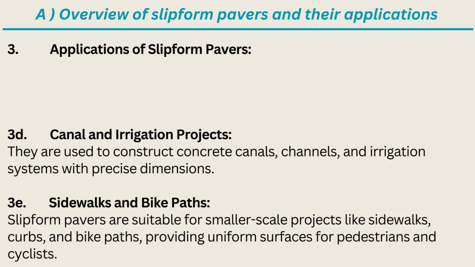3d. Canal and irrigation projects. They are used to construct concrete canals, channels, and irrigation systems with precise dimensions. 3e. Sidewalks and bike paths. Slipform pavers are suitable for smaller-scale projects like sidewalks, curbs, and bike paths, providing uniform surfaces for pedestrians and cyclists.